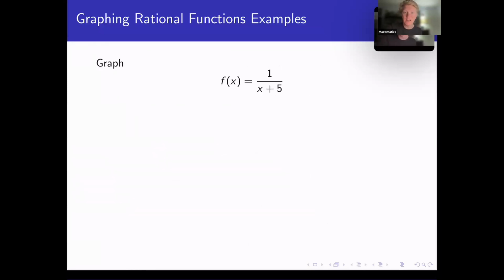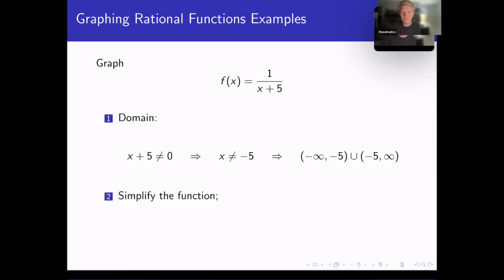Okay, let's graph 1 over (x plus 5). So domain, we want to make sure that the denominator doesn't equal 0. Subtract 5 on both sides, so we can be everything except -5, which is everything to the left of -5 with everything to the right of -5.